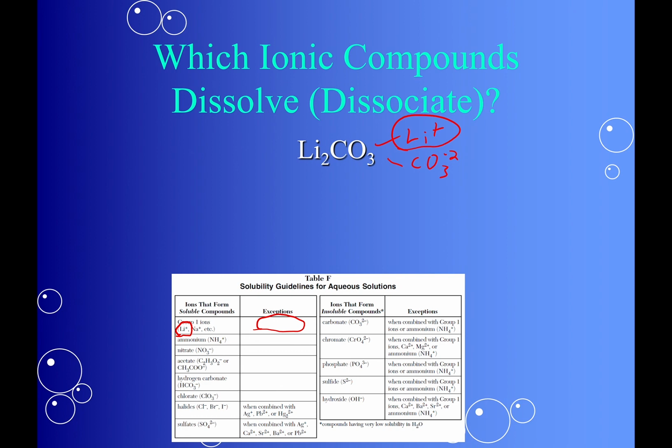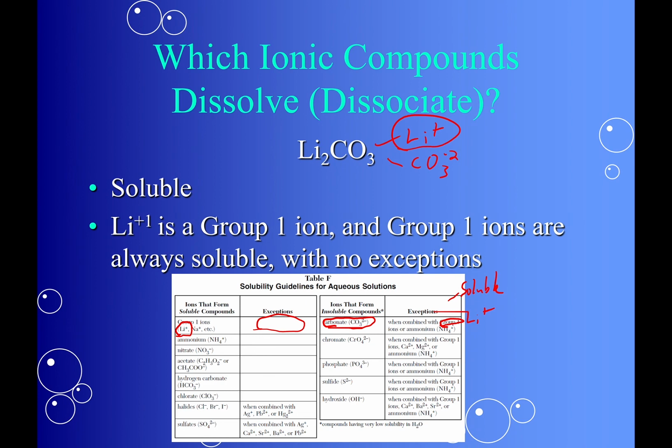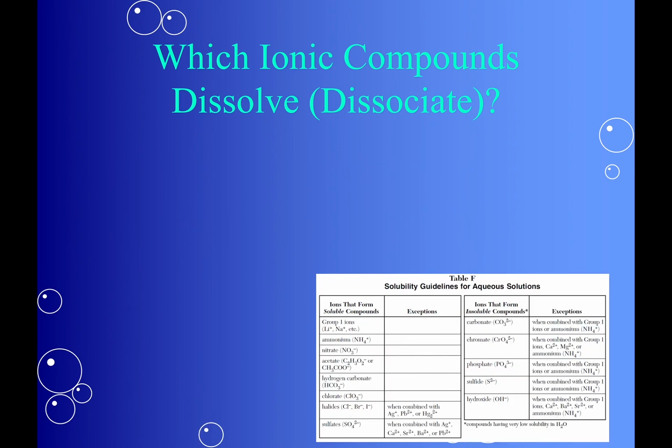The carbonate ion forms an insoluble compound, except when it's combined with group 1 ions, which lithium is. So this would make carbonate soluble. So we can look at that in 2 different ways. Lithium carbonate is soluble. It's a group 1 ion, and group 1 ions are always soluble, no exceptions. Feel free to pause this video and try these before checking your answer.